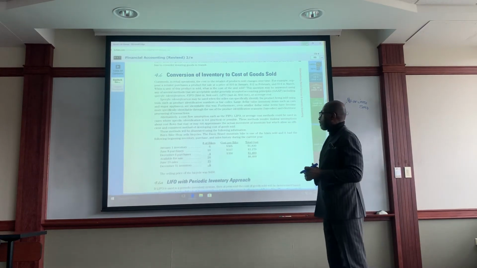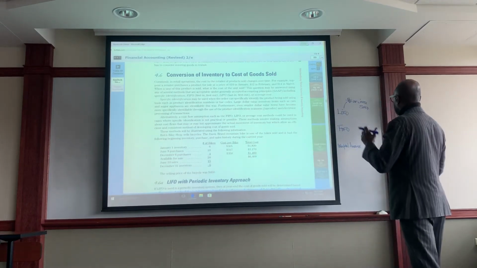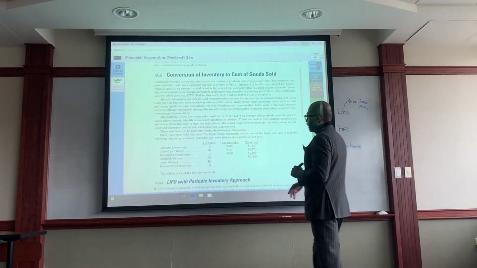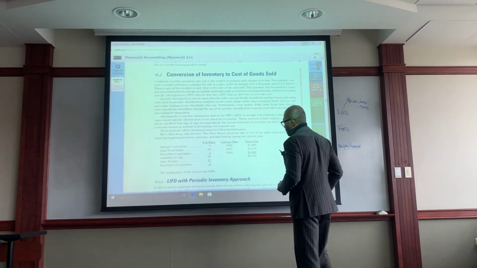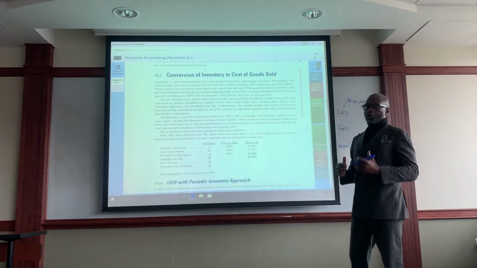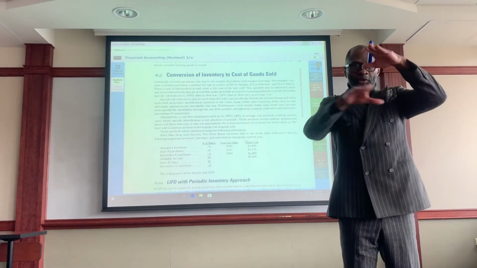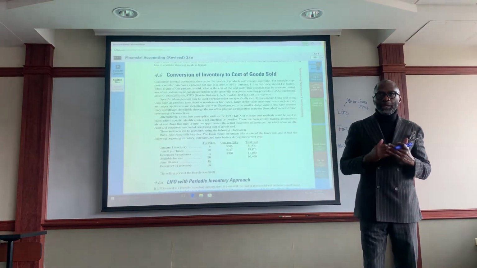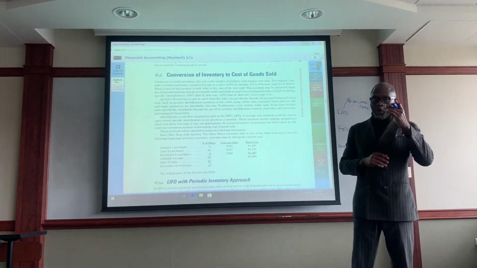Look at this problem. What is the last item in goods available for sale? If you said this, you're absolutely correct. The December 6th purchase of 4 units. So LIFO will start out with the last item in the layers of inventory and then work its way up.